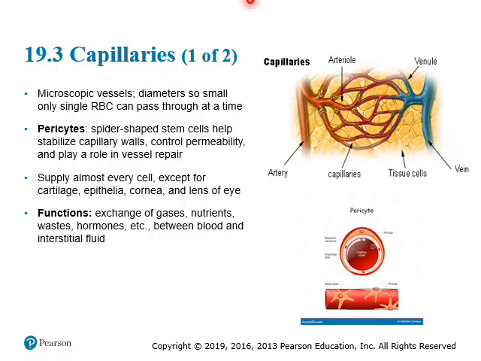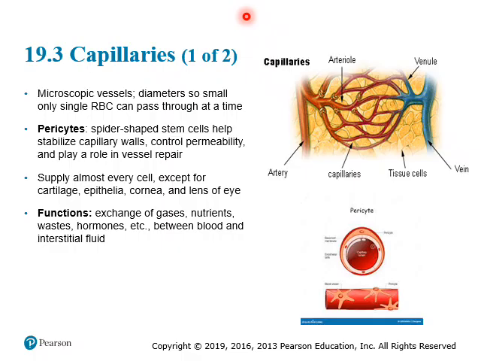Capillaries supply almost every cell except cartilage, because cartilage is supposed to be avascular, so there is no blood supply. The ones that are avascular, like your cartilage, your epithelium, the cornea, and the lens of the eyes, do not have any capillaries.